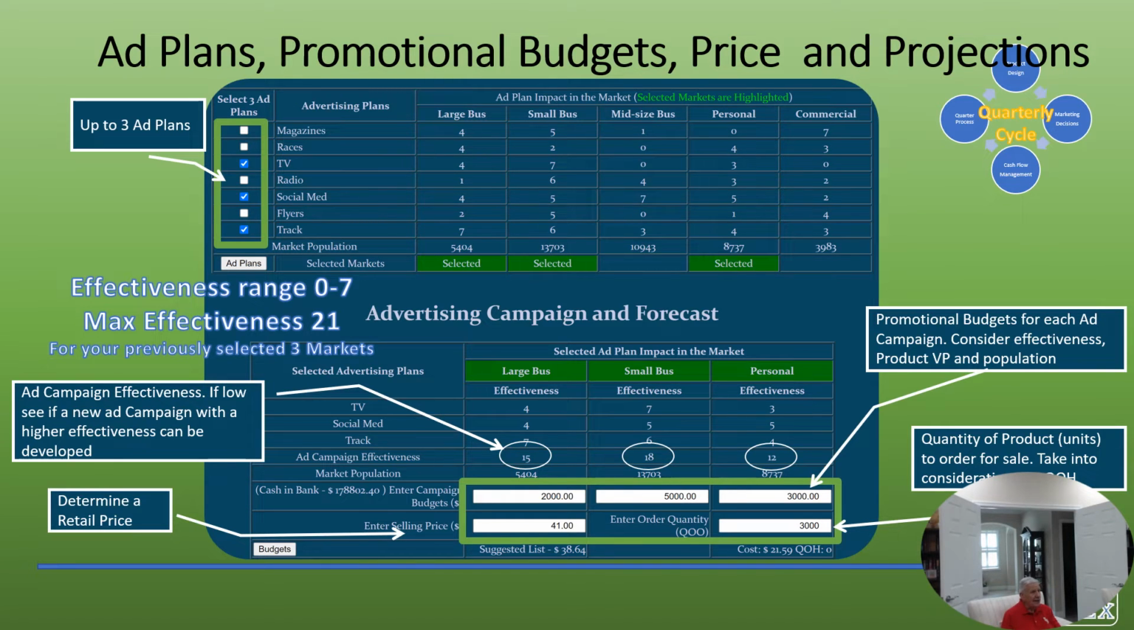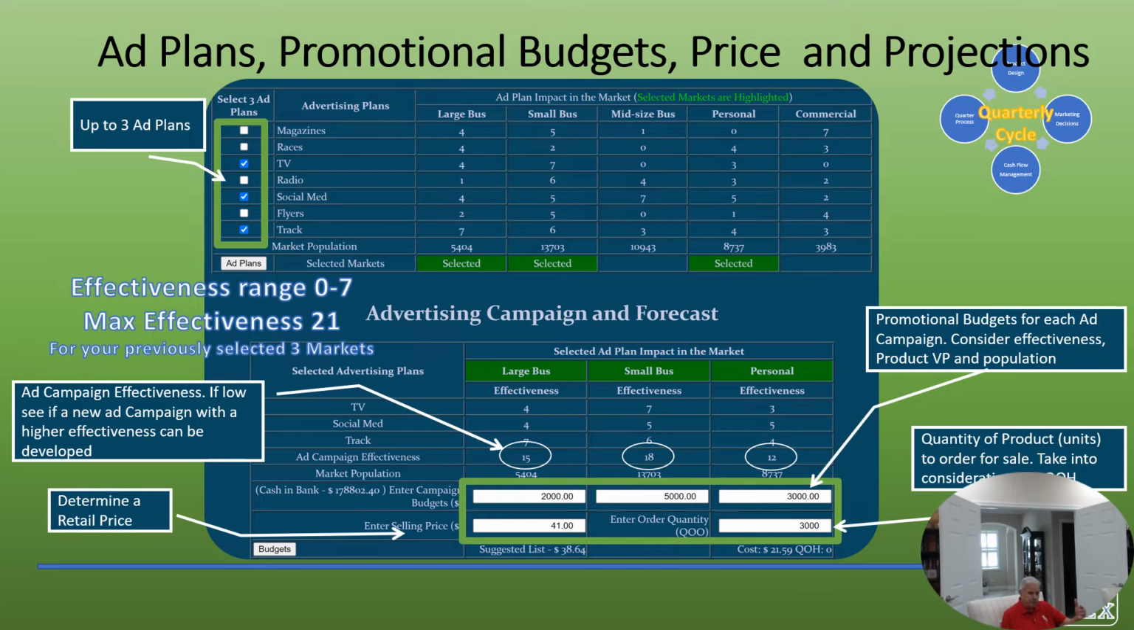0 means an ad plan has no effect whatsoever, no matter how much you spend in that particular market. 7 means it is extremely effective, which means you will get more contact, more awareness in that market for every dollar you spend. So your goals and objectives are to look at the various ad campaigns for the markets you have selected.